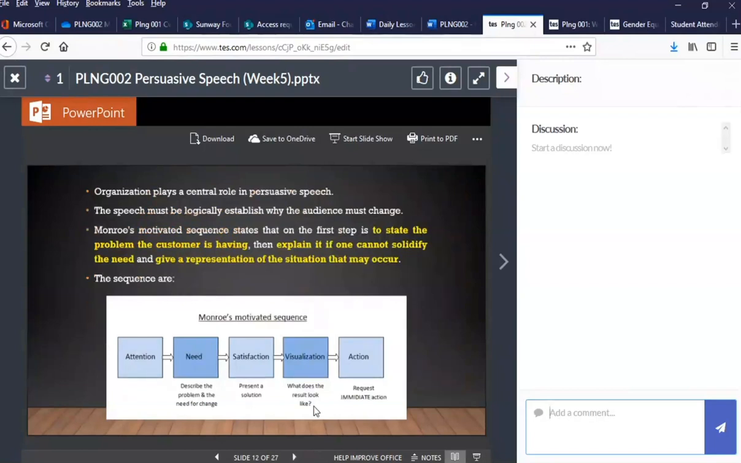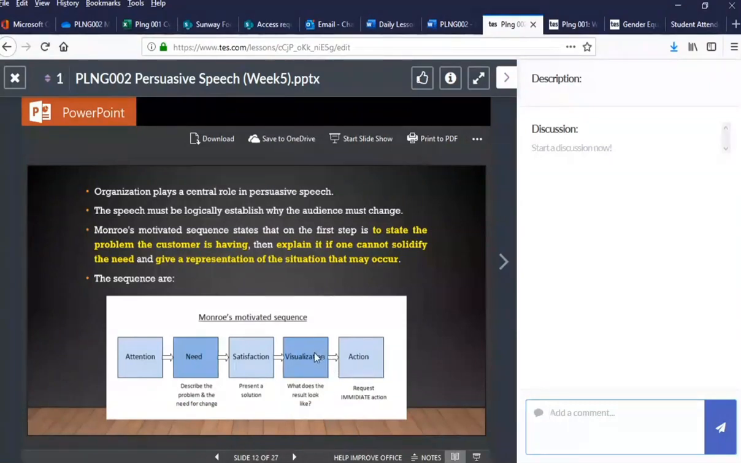Organization plays a central role in persuasive speech. So this is the organization of Monroe's motivated sequence. It must start with the attention step first, followed by the need, where you describe the problem and why the audience needs to change. After you have talked about the problem, you tell them how to solve it and present a solution. Once you have presented a solution, you get them to visualize what will happen if they adopt your solution and solve the problem.